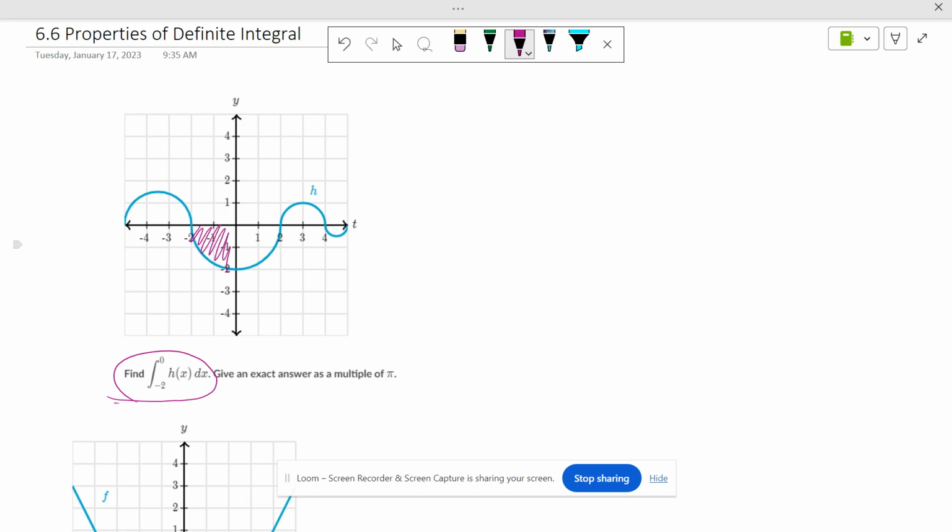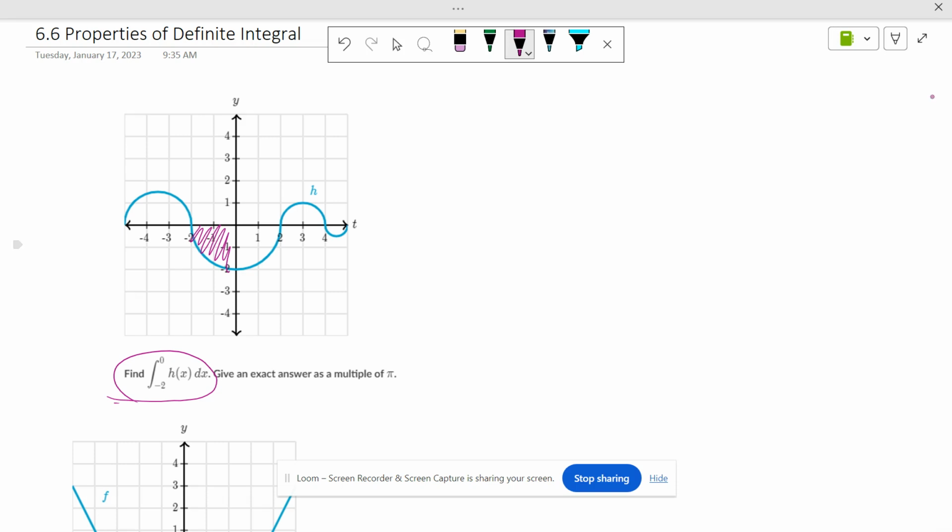When the area is below the x-axis, make sure you're listening. When the area is below the x-axis, it is negative. A negative area. This is calculus. Everything that you learn throughout your life, just throw it out the window. It's calculus. All right. So the area is negative.